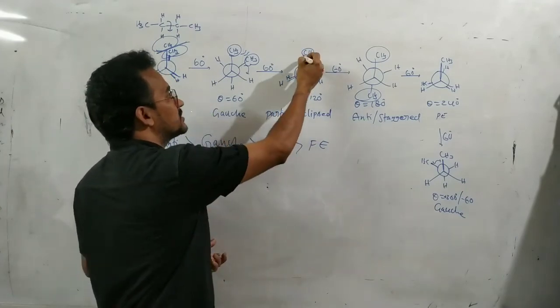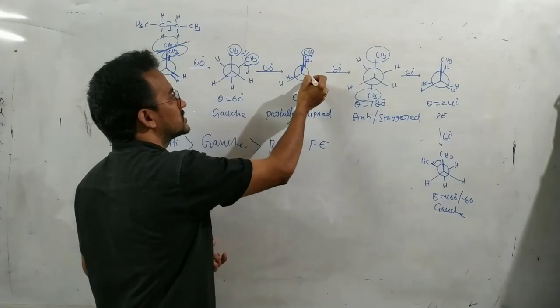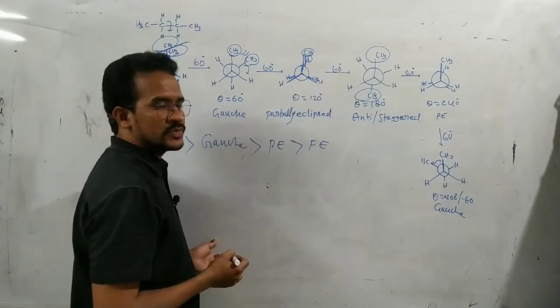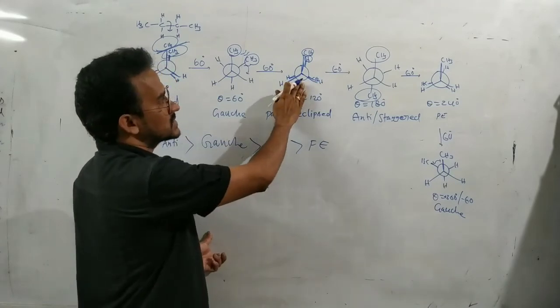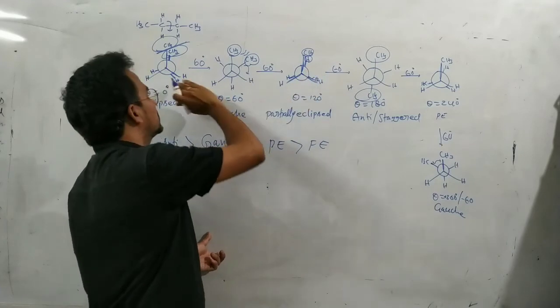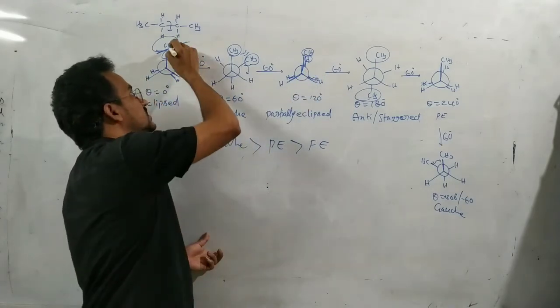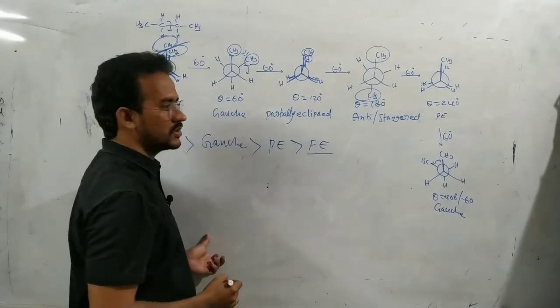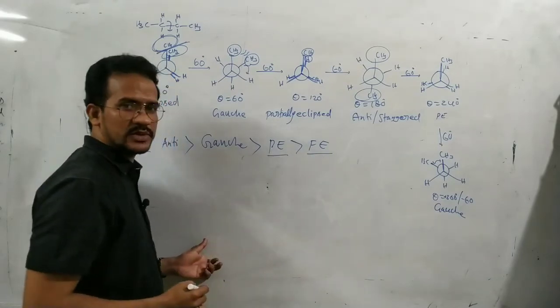But there is an eclipse strain because the sigma electrons repel each other. So here, in this case, there is somewhat less van der Waals strain, but there is a Pitzer strain. And there is a severe van der Waals repulsion. That's why a fully eclipsed conformation is less stable than the partially eclipsed conformation.